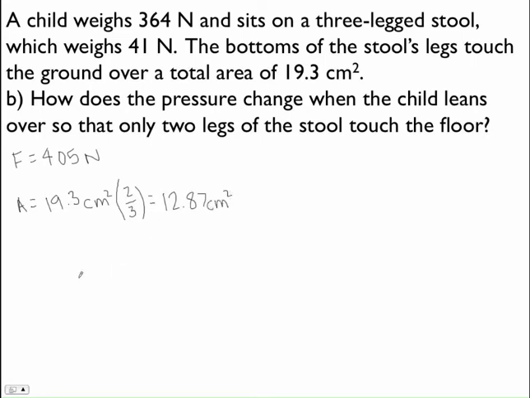Okay, now you can do the same thing. You've got your formula. Pressure is equal to force divided by area, and you can take your force of 405 newtons, and this time you're going to divide it by 12.87 instead of that 19.3. Look what I did, 12.93. Very good. I don't know if I can erase the whole thing, so we'll just do this. And it's 12.87.